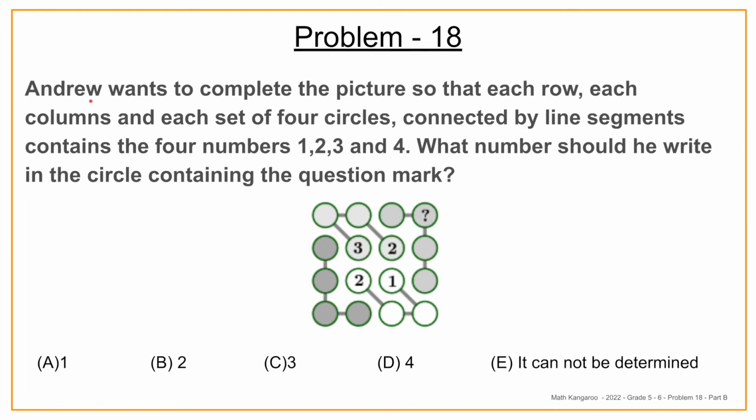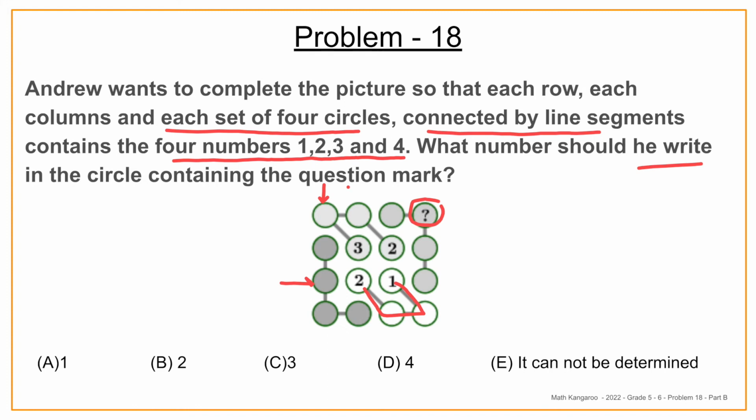Problem 18. Andrew wants to complete the picture so that each row, each column and each set of 4 circles connected by line segments contains the 4 numbers 1, 2, 3 and 4. What number should he write in the circles containing the question mark? These are our options. Let us try to solve this problem and pick the number and fit it in here. So what it says is that these connected lines should contain 1, 2, 3, 4 and each row and each column should have only 1. There is no repetition of these numbers.